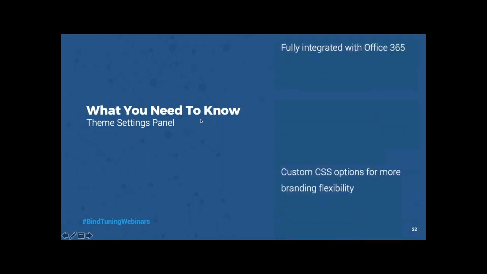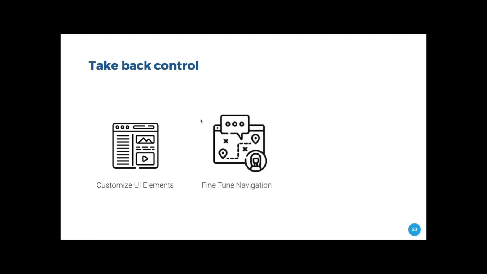With the new settings panel, you can customize all your UI elements, with options like compact mode, applying a favicon, applying a different URL in the logo from your intranet, and much more. You can fine-tune your navigation, and last but not least, you can build on top of SharePoint with more advanced branding options that we provide.